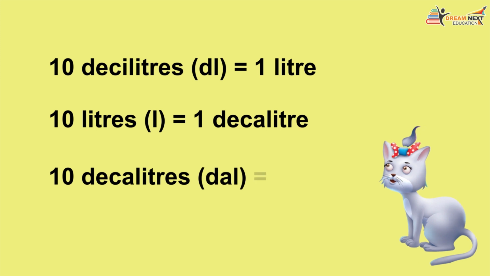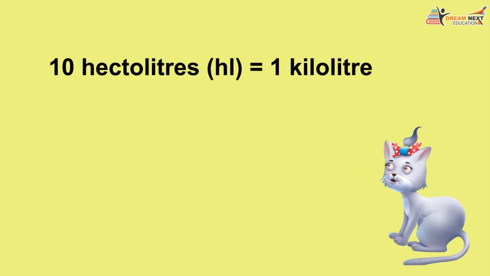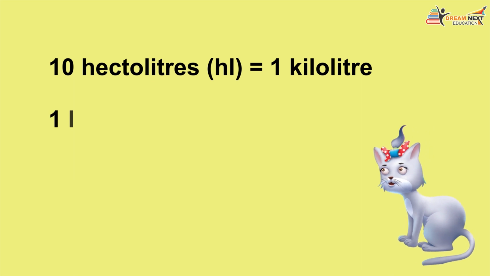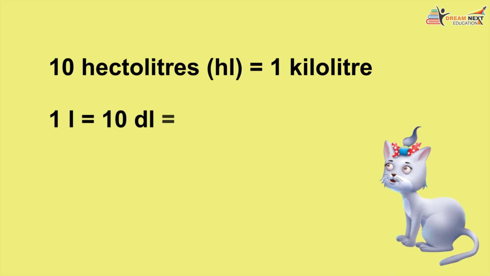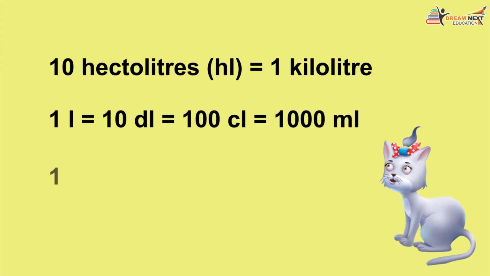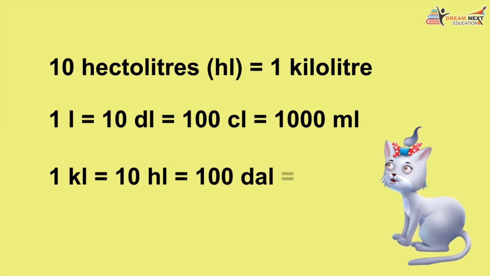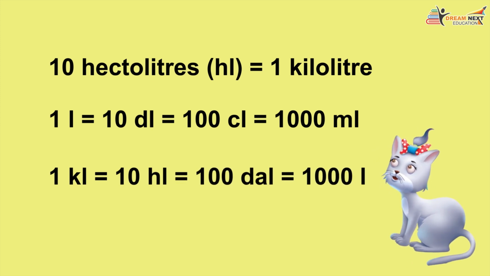10 decaliters is equal to 1 hectoliter. 10 hectoliters is equal to 1 kiloliter. 1 L is equal to 10 dl is equal to 100 cl is equal to 1000 ml. 1 kl is equal to 10 hl is equal to 100 dal is equal to 1000 l.